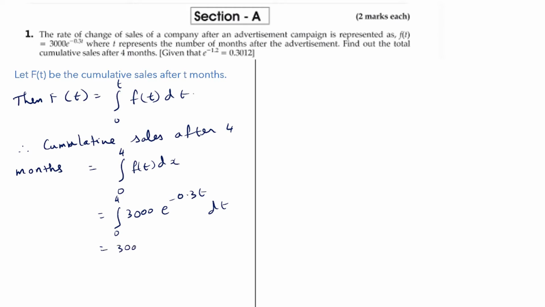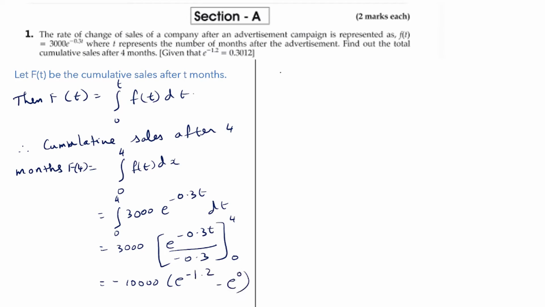So this is 3000 into e raised to minus 0.3t upon minus 0.3 with the limits 0 to 4. Now let us take this cumulative sales after 4 months as capital F of 4. So we have this equal to minus 3000 upon 0.3, which is 10,000, into e raised to minus 0.3 into 4. When we substitute the upper limit, we get e raised to minus 1.2 minus e raised to 0.